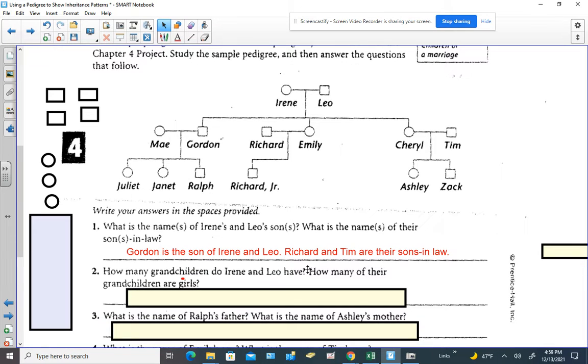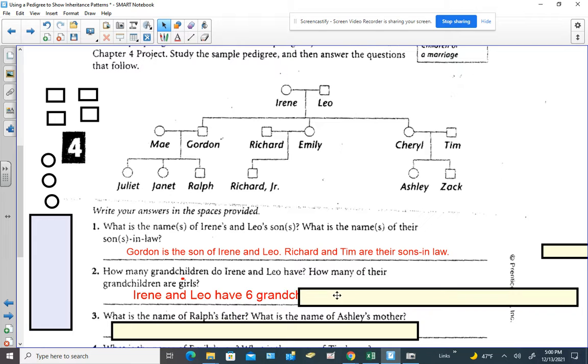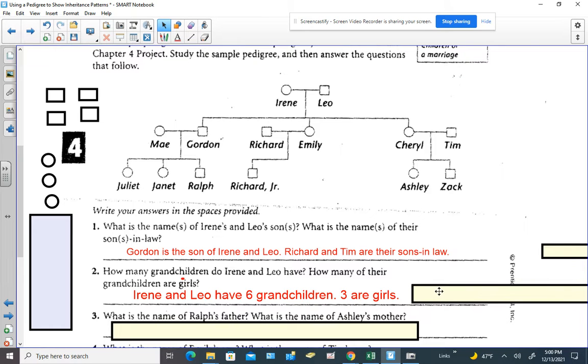All right, let's look at question number two. How many grandchildren do Irene and Leo have? How many of their grandchildren are girls? Well, if they're the parents of these three children and they had children, that would make this row right here the grandchildren. So if we count how many there are, 1, 2, 3, 4, 5, 6. So Irene and Leo have 6 grandchildren. Write that down. How many of the grandchildren are girls? How do we tell if they're girls? We look for the circle. A circle would be girls. So we have 1, 2, 3 of them that are circles. Therefore, we can conclude that 3 are girls.